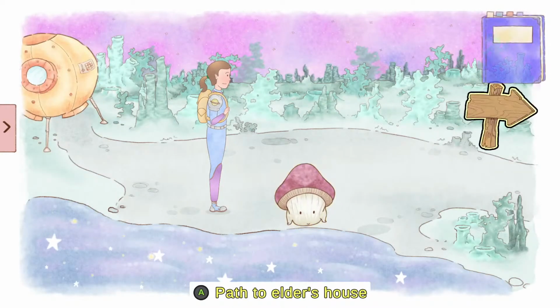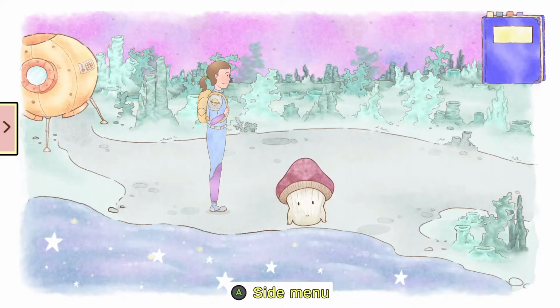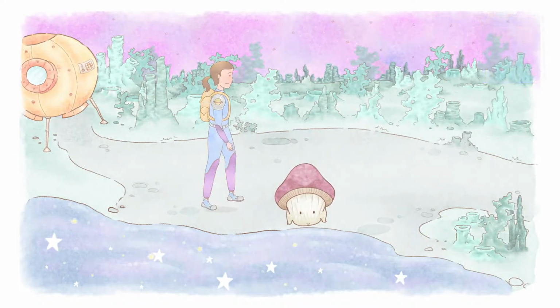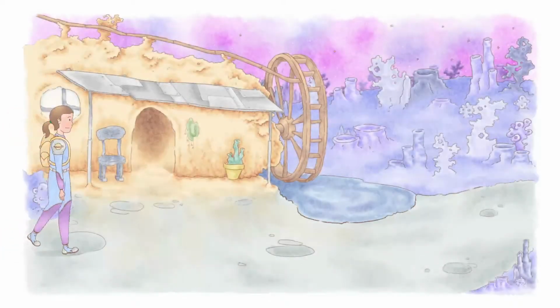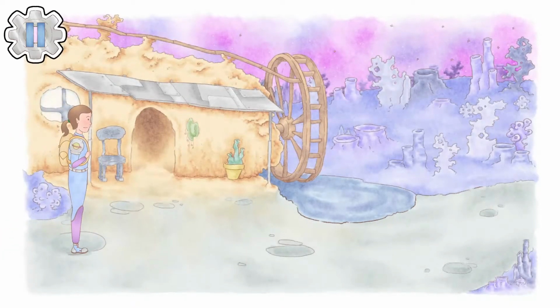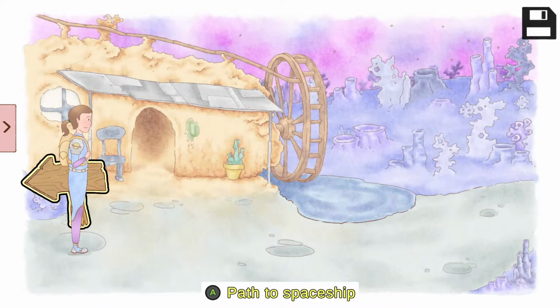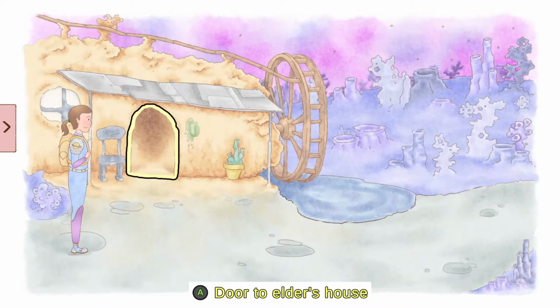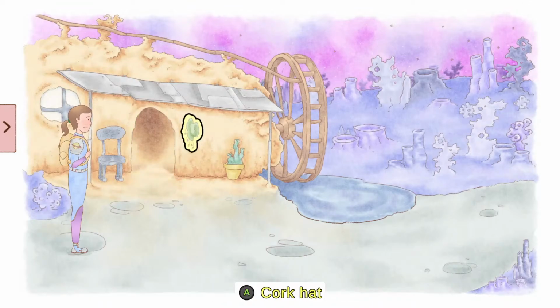New diary entry. Path to Elder's house. Side menu. Path to Elder. Alongside a path is a coral-like old house with a wooden water wheel sitting still by its side. A tin roof covers its entrance. In the background are several blue coral shapes of various sizes. Auto-saving. Path to spaceship. Press. Door to Elder's house. Cork hat.